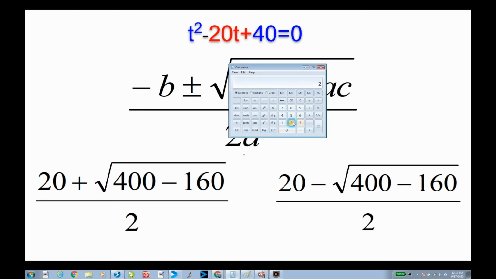wait, no, sorry, not 160, 4, my internal math is shutting down. 400 minus 160 is 240. Square root of that. And so 20 minus 15.5. 20 minus 15.5 equals, divide by 2. The first intersection is 2.25 seconds.